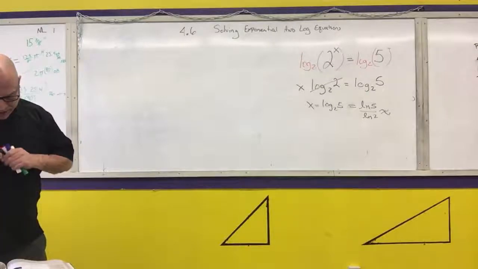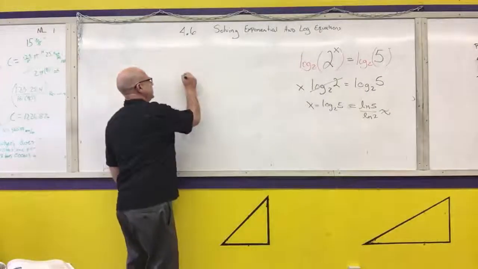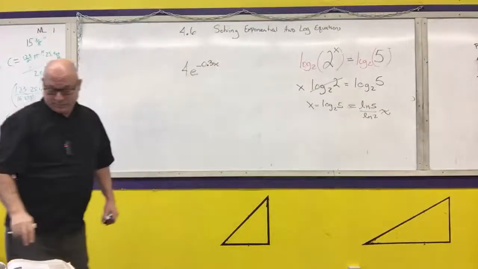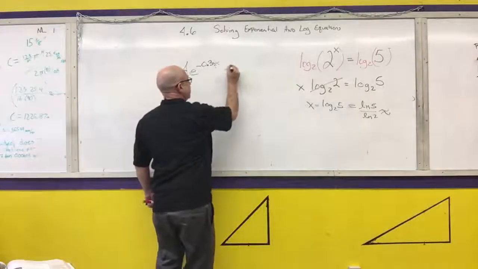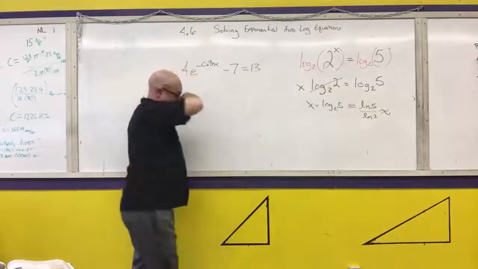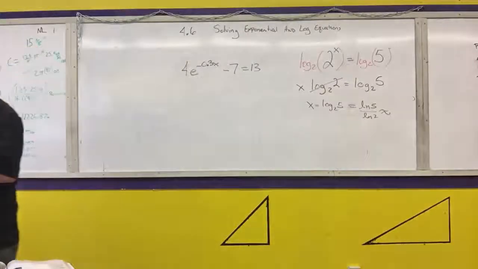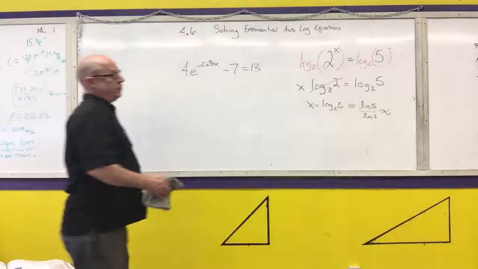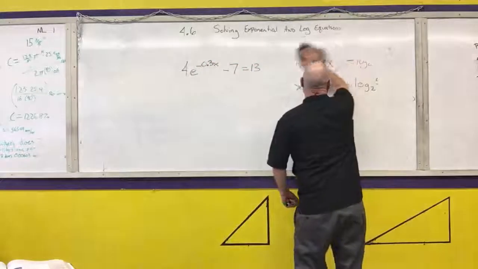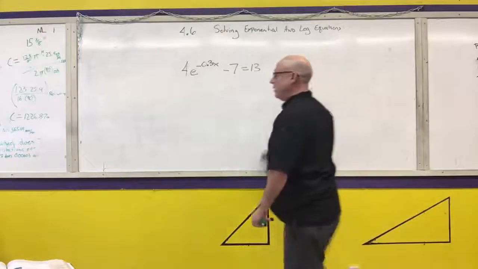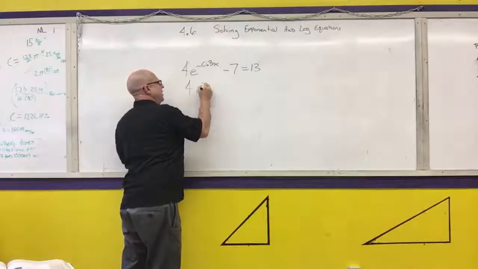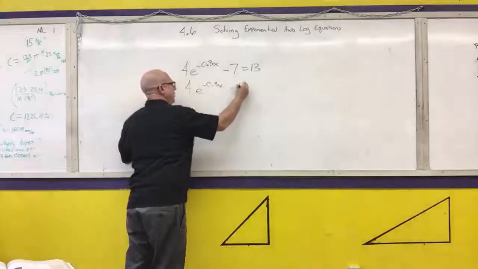Let's do a little more complicated one. 4e to the negative 0.3x minus 7 equals 13. Before you can take the log of both sides, you have to get the exponential by itself. I can move the 7 by doing what operation? Adding it. So that gives me 4e to the negative 0.3x equals 20.